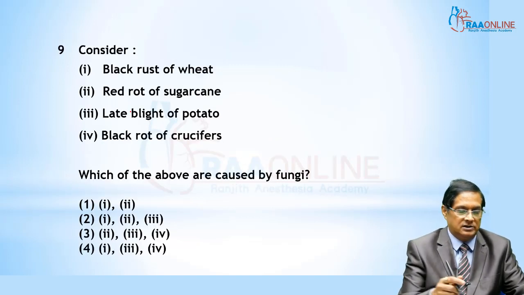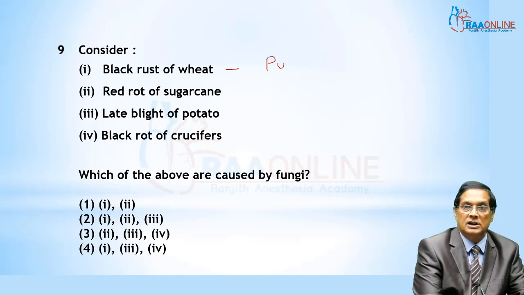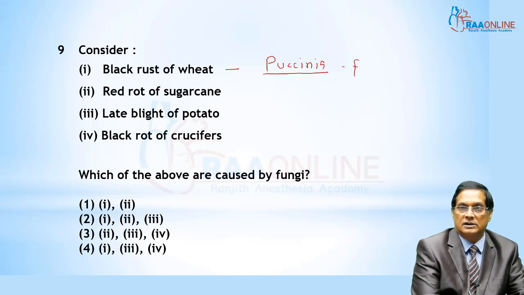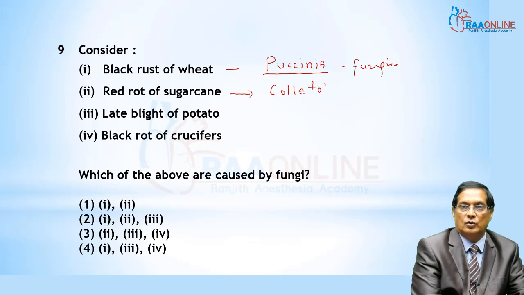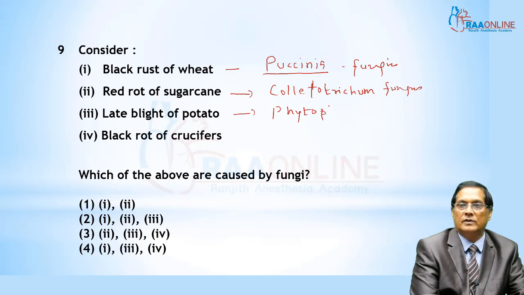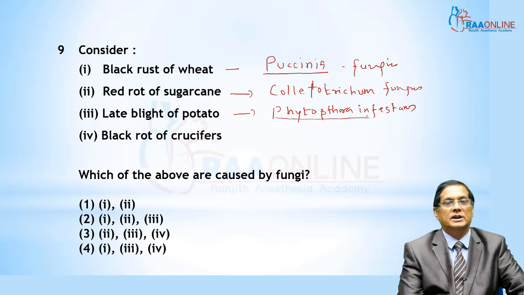Hence, the answer is question 8. Black rust of wheat. Rust in wheat is caused by Puccinia, a fungal disease. Red rot of sugarcane is caused by Colletotrichum falcatum. This is also a fungus. Late blight of potato is caused by the fungus Phytophthora infestans.